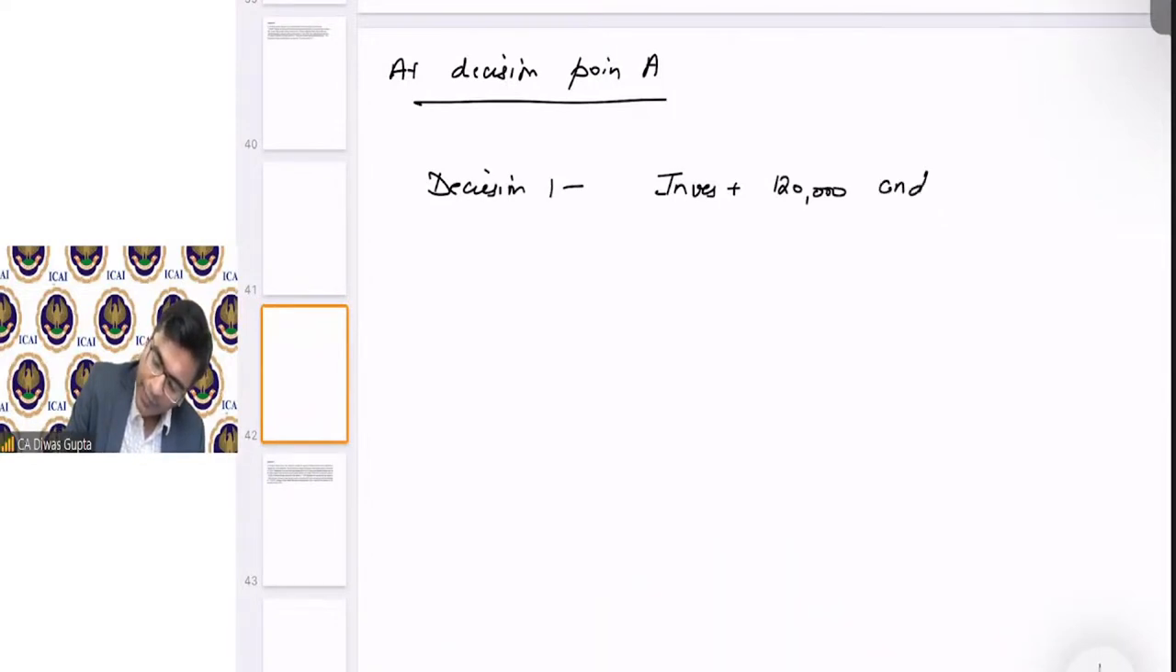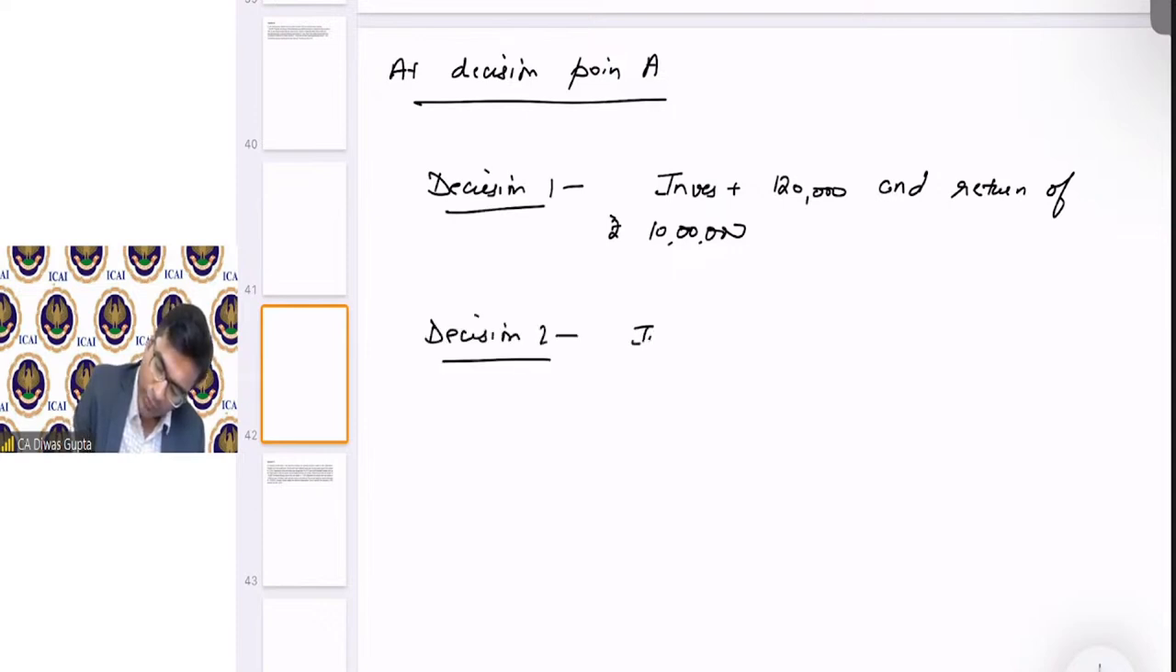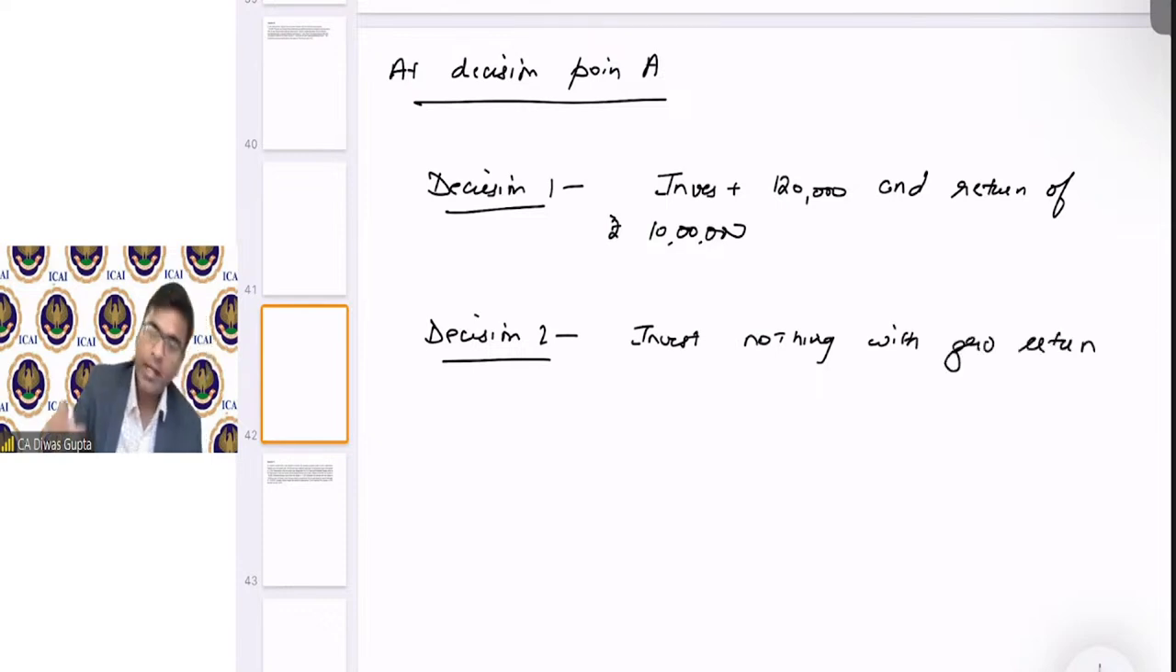And return of rupees 10 lakhs. This is decision 1. Decision 2, invest nothing with zero return, which is do nothing, that second bar. So students, tell me, which one will you choose? Definitely you will choose decision 1. You will invest 1,20,000 and get 10 lakh rupees.